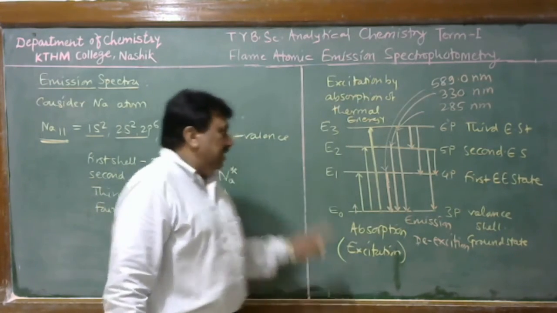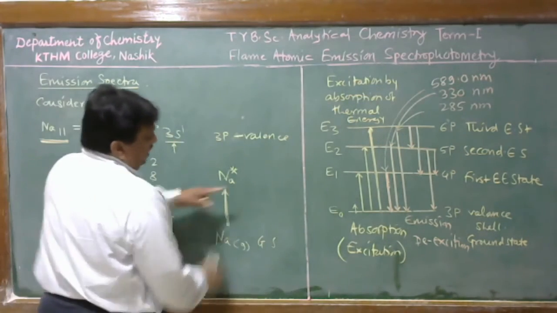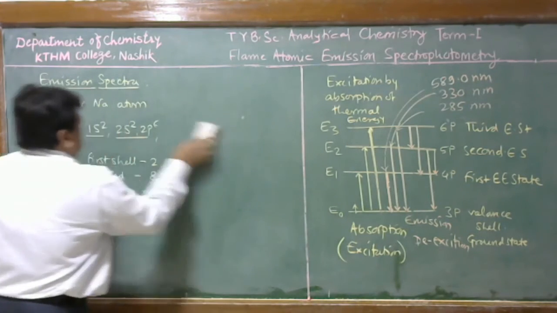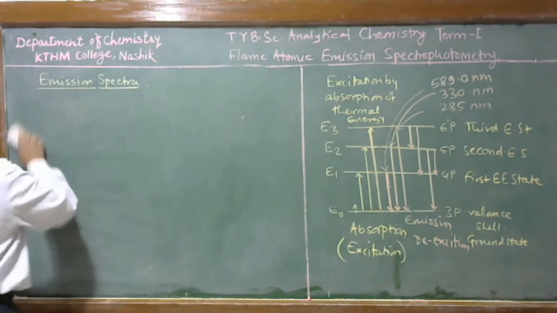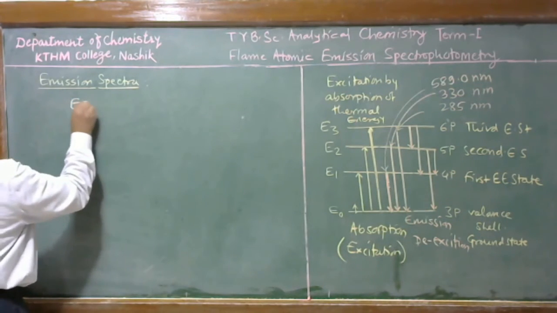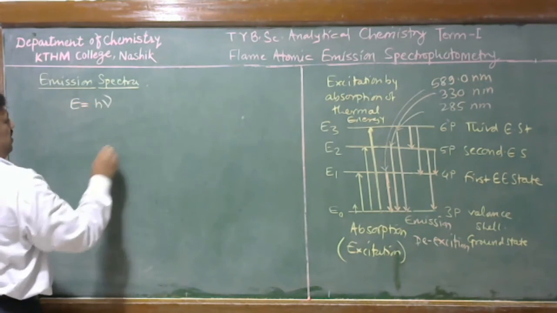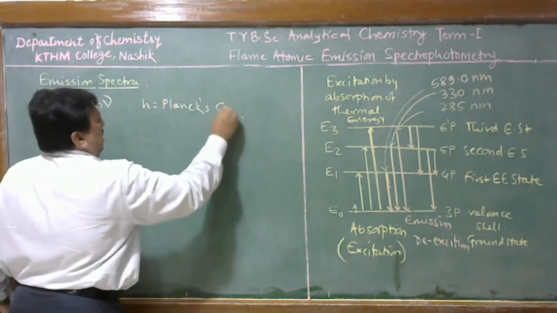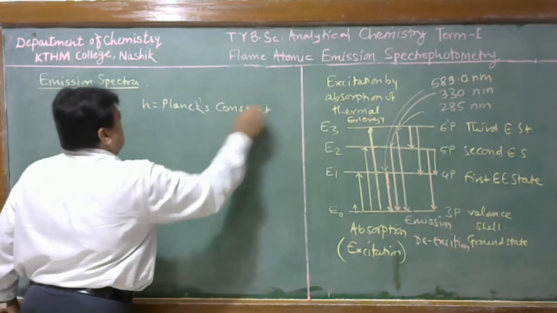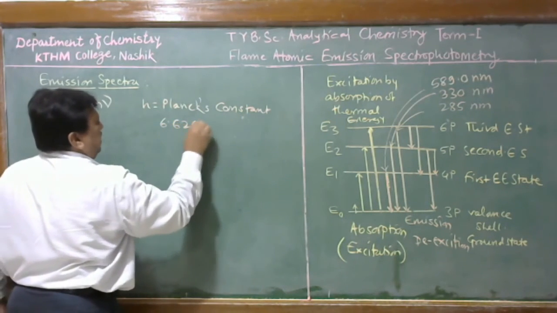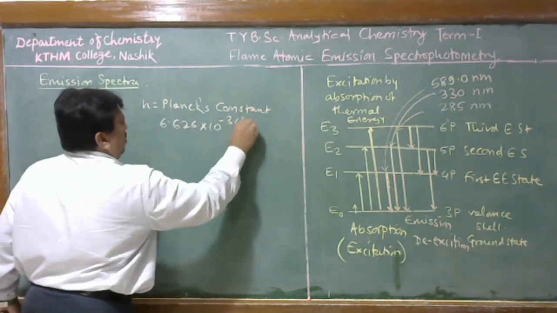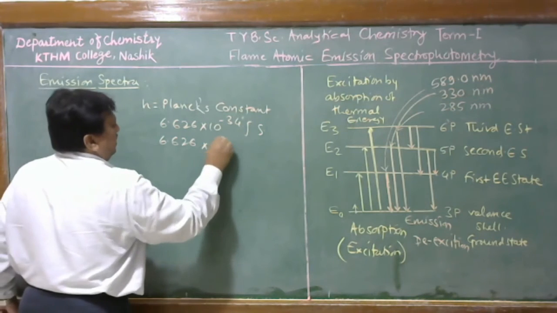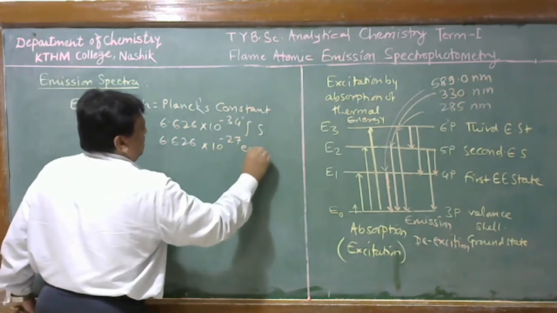Now, when an electron is de-excited from an excited state level to the ground state level, it emits energy. This energy is equal to h nu, where h is called the Planck constant, and we know its value: 6.626 into 10 raised to minus 34 joule second, or 6.626 into 10 raised to minus 27 erg second.